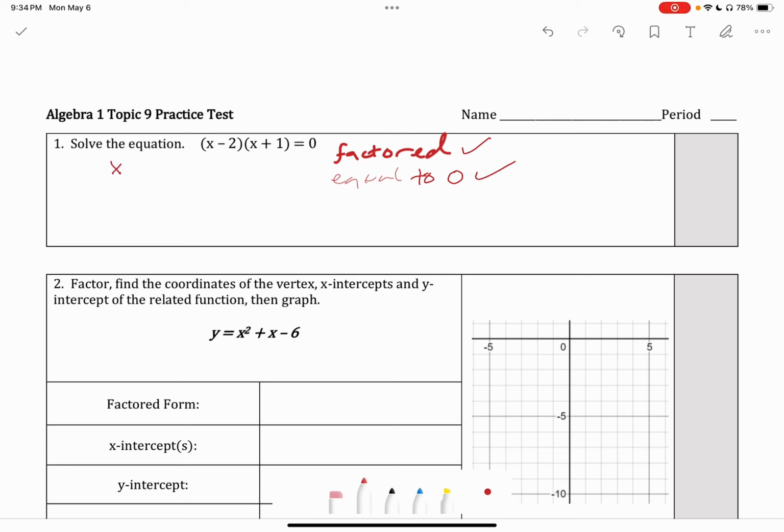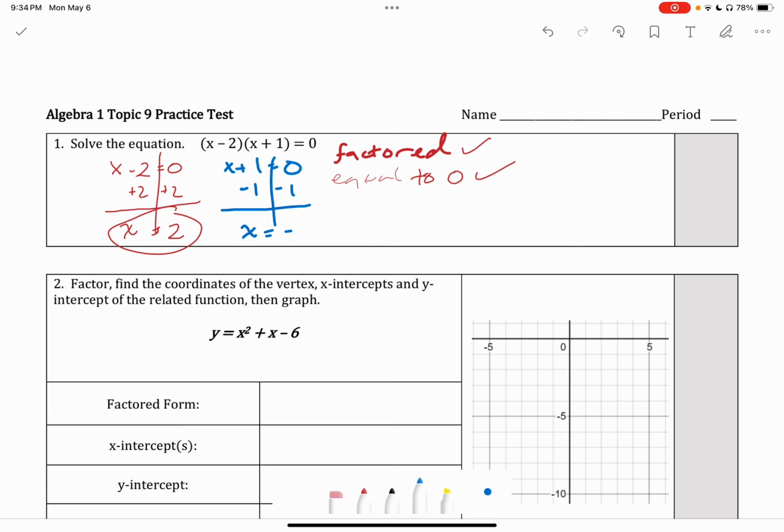So when we're doing this, we're just going to take the two factored pieces, the x minus 2, set it equal to 0, and then take the x plus 1, set it equal to 0, and then just solve both of these. So the first one we set equal to 0 and solve by simply adding 2 to both sides. We get the answer of x equals positive 2. The other one we subtract 1 from both sides, and we get the answer of negative 1. So we would say that x is equal to 2 and negative 1.